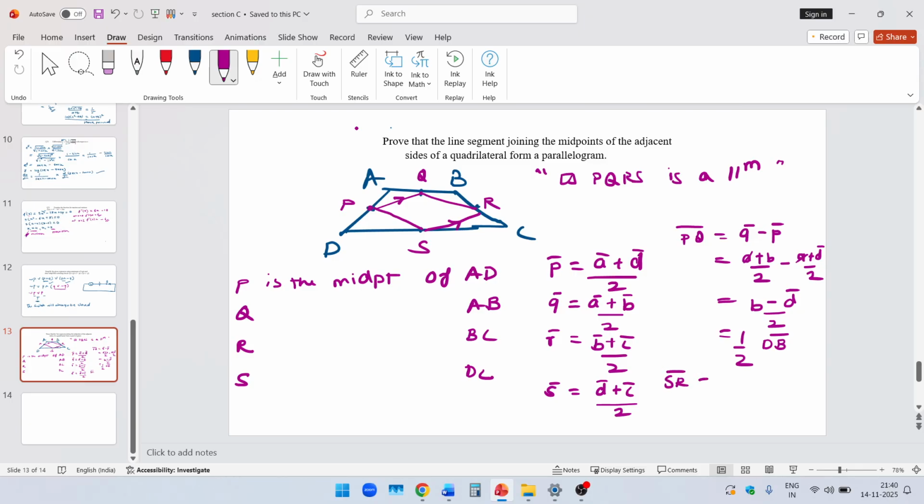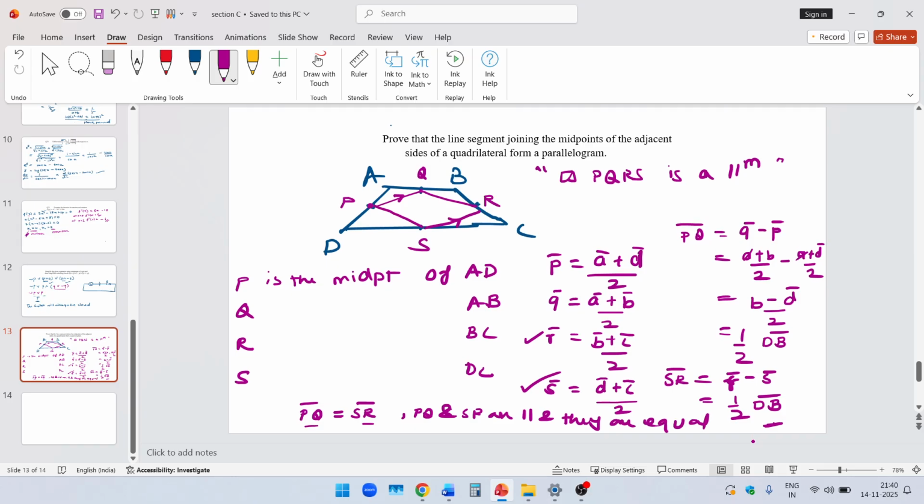Okay. Now find out SR bar. Can you guess what will be SR bar? It will be R bar minus S bar. And R bar minus S bar will be, again, the same. It will be half DB bar. Just substitute the values of R and S from these two equations, simplify, and you will get the same answer. This is an indication that PQ bar is equal to SR bar, which means PQ and SR are parallel and they are equal.